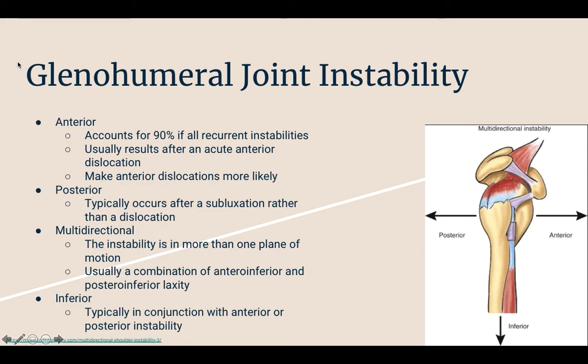Anterior joint instability accounts for 90% of all recurrent instability, usually results after an acute anterior dislocation, and it can also make anterior dislocations more likely to occur. Posterior instability typically occurs after subluxation rather than dislocation. And then multidirectional instability means that the instability is in more than one plane of motion, usually a combination of anterior inferior and posterior inferior laxity. And then the last type of instability is inferior instability, which is typically found in conjunction with anterior posterior instabilities.